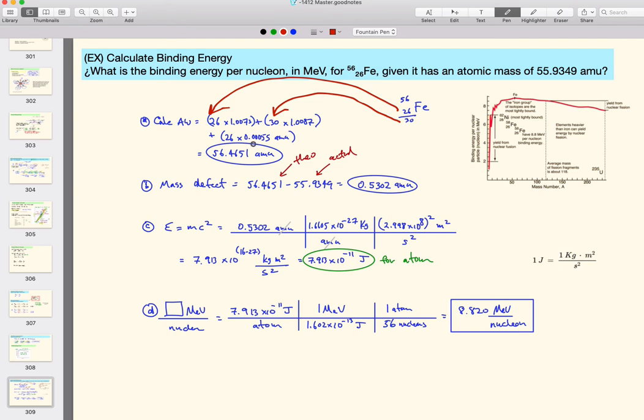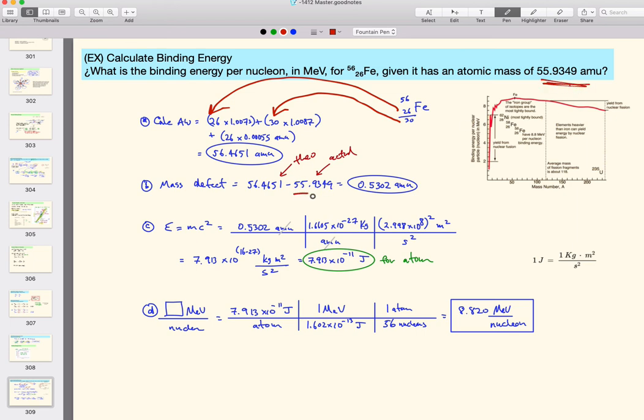So we put all those in a basket and we weigh them. 26 things that weigh this much, 30 that weigh this much. We do the math and we wind up with 56.4651 AMU is what's in our bucket. But what did we just say it actually was?